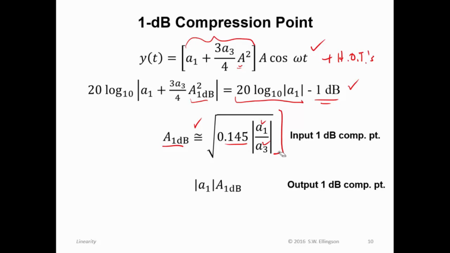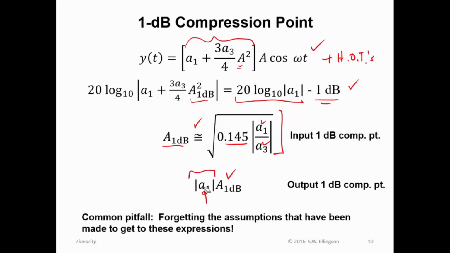Now from that we can immediately get the output 1 dB compression point. It's simply the input 1 dB compression point times the magnitude of A1, because that's the linear gain. Again, I'll point out a common pitfall here: forgetting the assumptions that have been made to get these expressions. Third order nonlinearity, memoryless, sinusoidal input. If you have those three things, then these equations apply. But to the extent that the system is not third order, or the signal looks different from a sinusoid, these expressions do not necessarily apply, and you have to be careful.